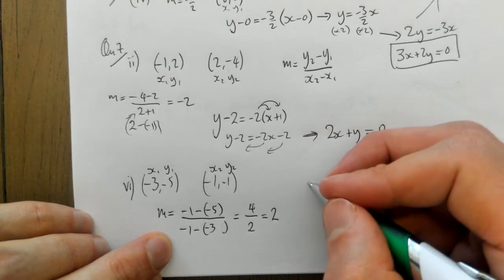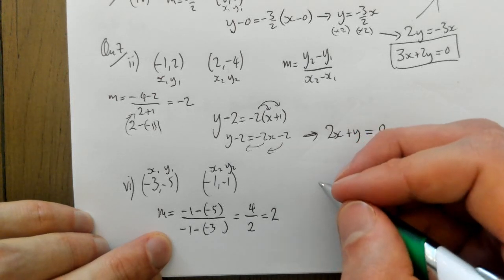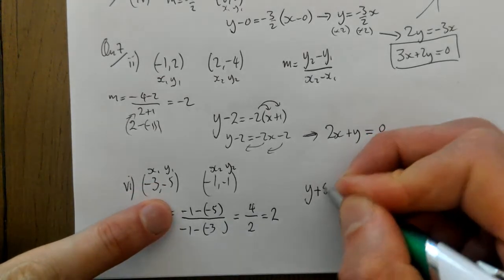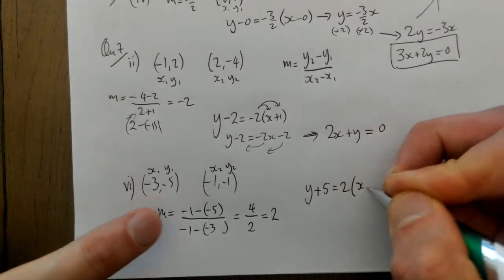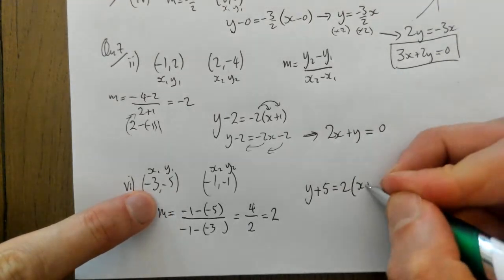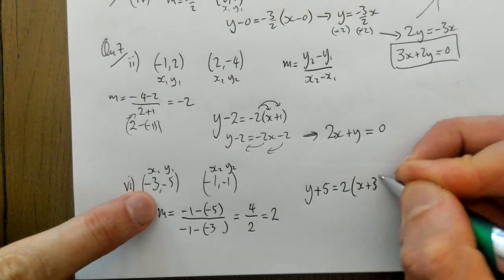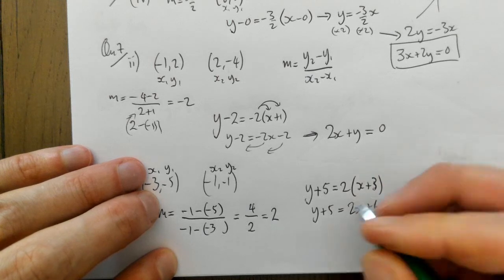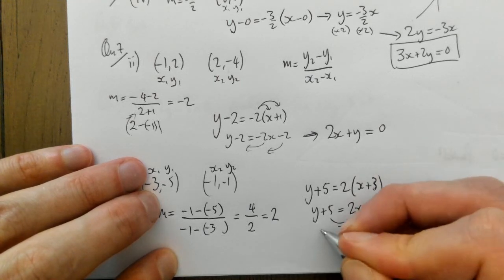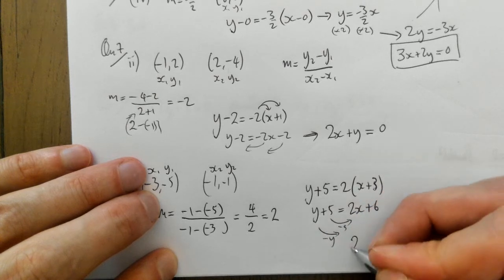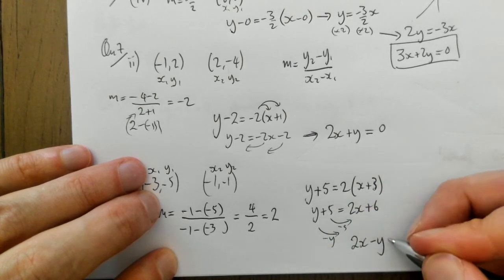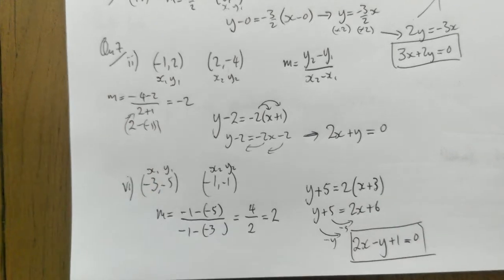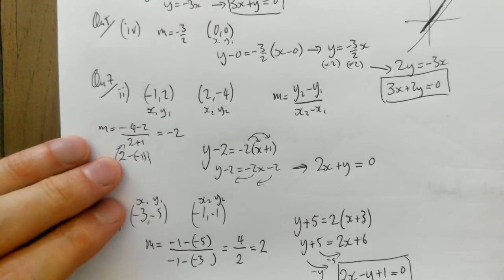So we go back to the equation of the line, y minus y1 is equal to m times x minus x1. So y minus (minus 5), y plus 5, is equal to 2 times x minus x1, here my x1 is minus 3, so x plus 3. Y plus 5 is equal to 2x plus 6. Take away 5 from both sides, take away y, and you end up with 2x minus y plus 1 equals 0. So check them now before we go on to the next page and go back over your work, right?